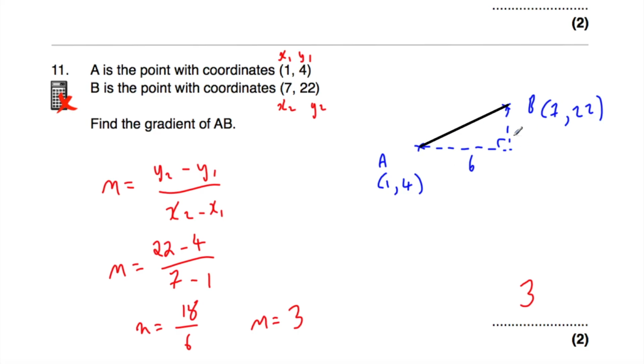So that's the run. And then in terms of the rise, we're going from a height of 4 up to a height of 22. So the rise would be 18. So we've got m, the gradient, would be 18, the rise, divided by the run, which is 6, and 18 divided by 6 is 3. So the gradient of that line is 3, and that's it.